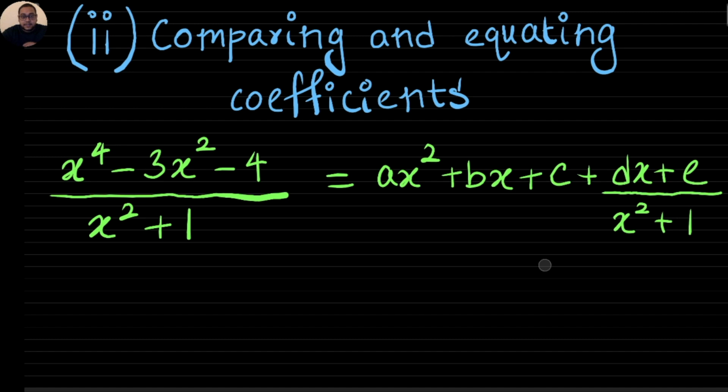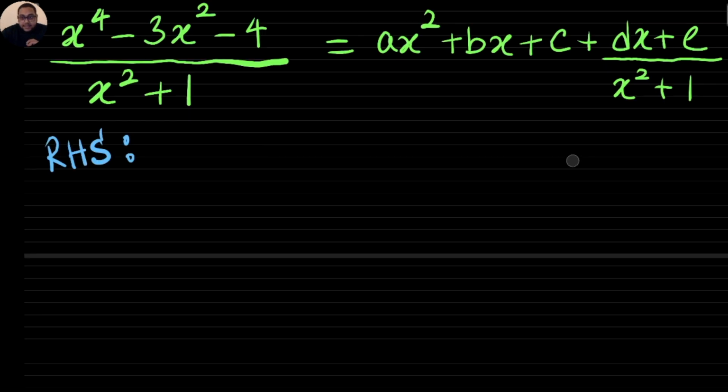The second method is called comparing and equating the coefficients. For this, I have built an equation by writing the given function of fx on the LHS and the answer required on the RHS. For the first step, consider x squared plus 1 as the LCM. Hence, I will have ax squared multiplied by x squared plus 1.